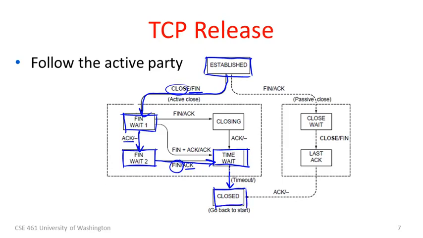You can see here, by the way, that there's a different path through here. If I just look at this arrow here, you can see this is what happens if you combine the FIN and the ACK together. We still get through the state machine in the right way. The right thing happens.